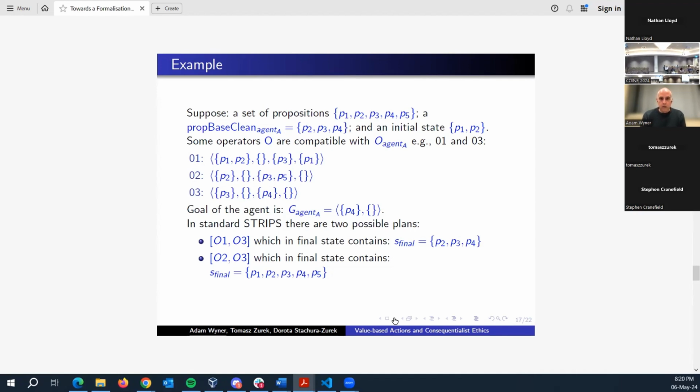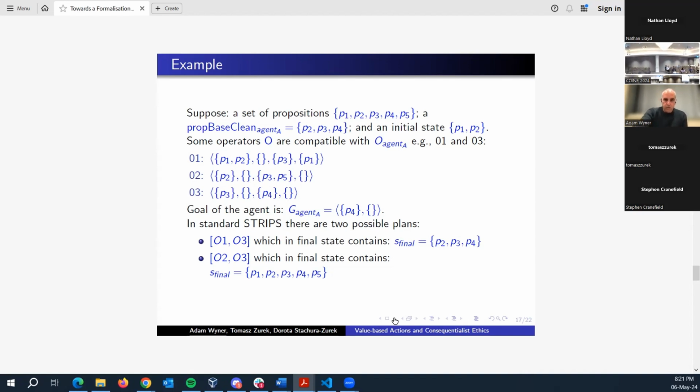So you'll note that in this sentence, the operators that are compatible with the agent, only action 1 and action 3 are compatible with the agent's value profile, because you see in the third component, we have the propositions that are added in the transition are P3 and P5, but you note that P3 may be in the agent's prop base clean, but P5 is not. Now, we have the agent's goal here as trying to achieve P4.